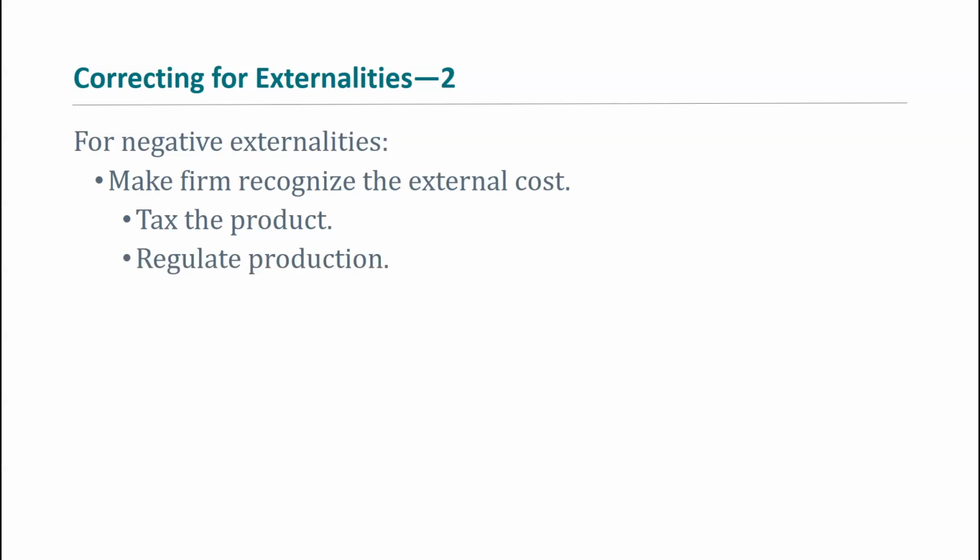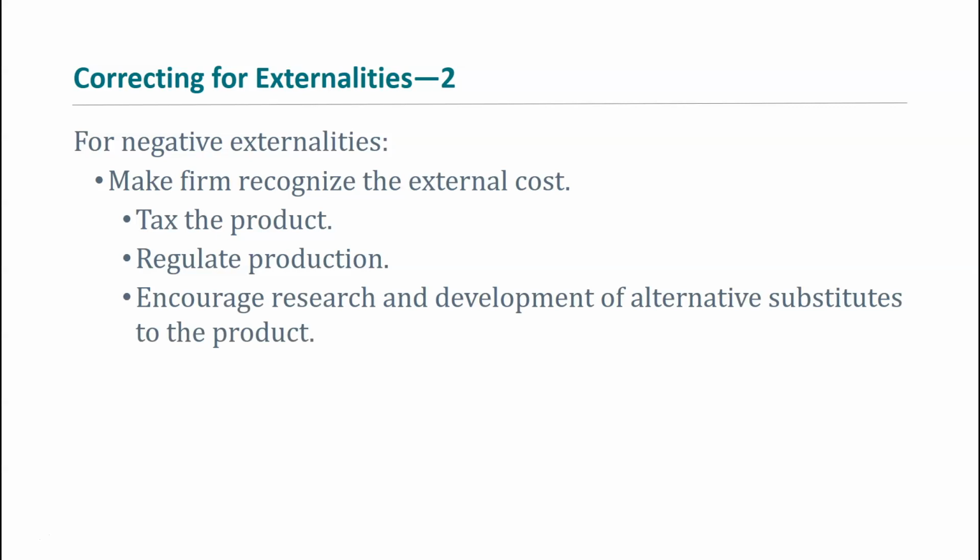You also could just regulate production. You could say you're not allowed to produce in a way that causes pollution. We're going to come in, the EPA is going to come in and monitor the air quality or the water quality around your firm, and if the pollution is above a certain level, then you'll have to pay a fine or something like that. So we force the firms to recognize the external cost of their market activity.